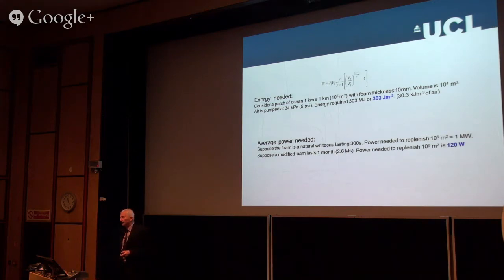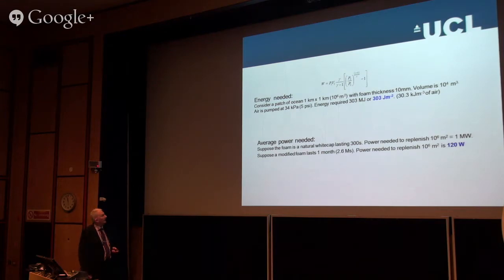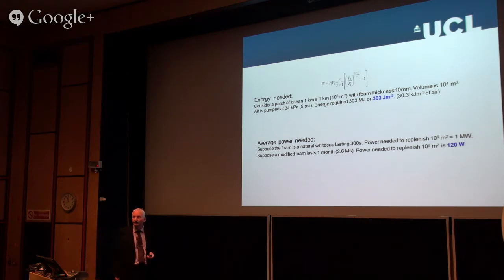If we estimate the energy required to pump air, assuming full entrainment, to make a foam which is 1 kilometre squared and has a thickness of 10 millimetres, it's about 303 megajoules for that kilometre squared. But what matters is the average power that's required, so we have to divide by time. If the foam is a white cap and lasts only about 5 minutes, then the power required is 1 megawatt. It's absurd.